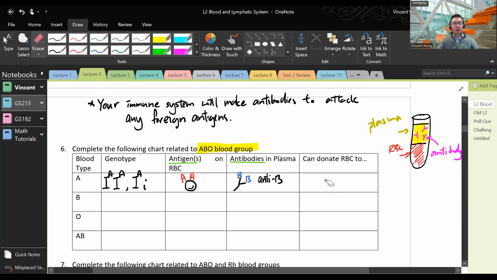Okay, we'll talk about who you can donate to in a second. Type B is IBIB or IB little i. And then on the surface of the red cells, you would have B antigens. And what kind of antibodies will you make if you are someone with type B blood?